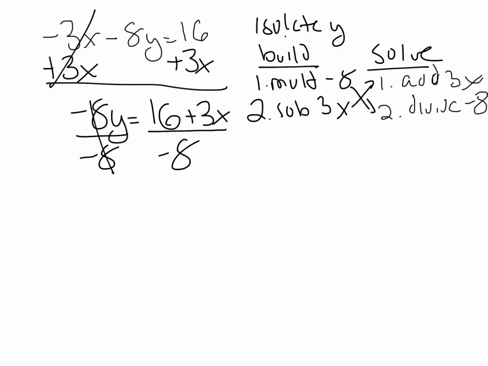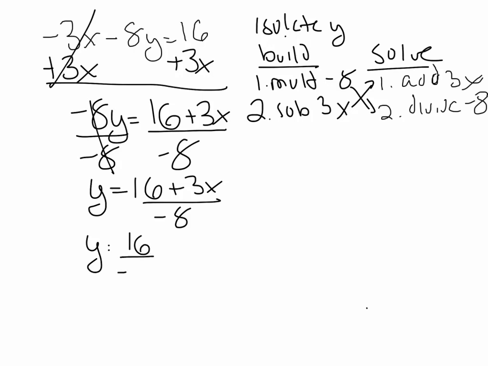Negative 8's cancel out on the left, and I'm left with y equals 16 plus 3x divided by negative 8. Now I notice, well, I can divide that 16 by negative 8. So I'm going to break this up even further, and I'm going to have y equals 16 divided by negative 8 plus 3x divided by negative 8.